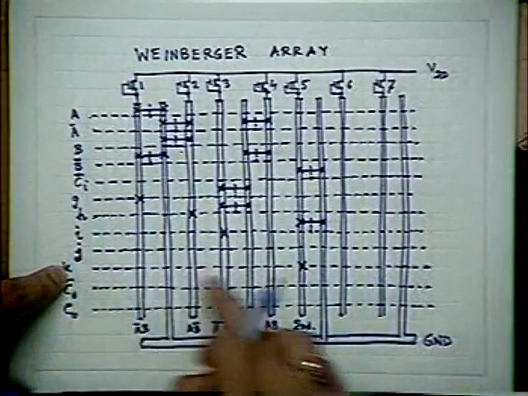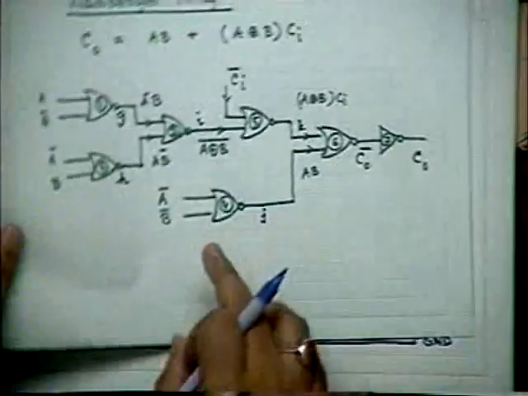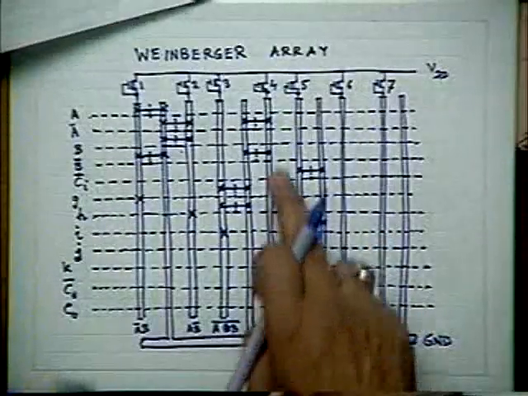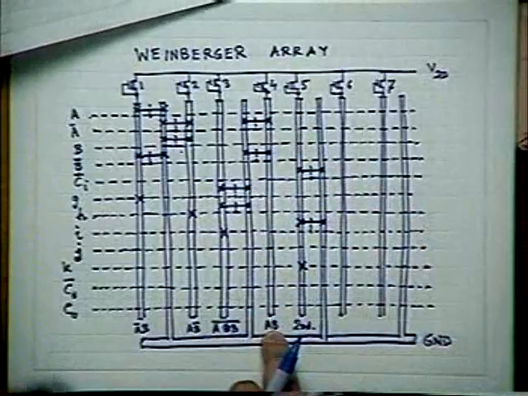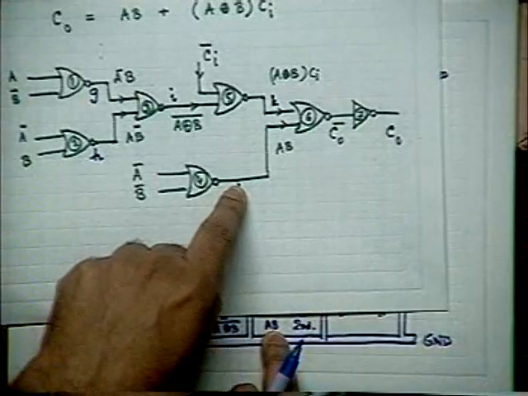This is K. All right, now come to the fourth line. The output of this was AB, the fourth transistor. The output of this was AB, and this must be connected to the J line according to this diagram.